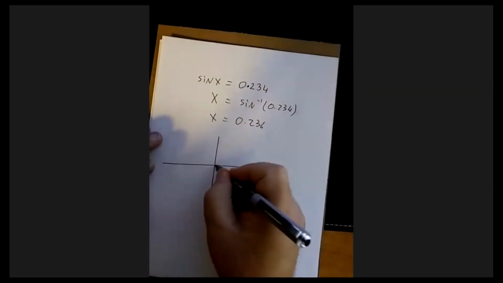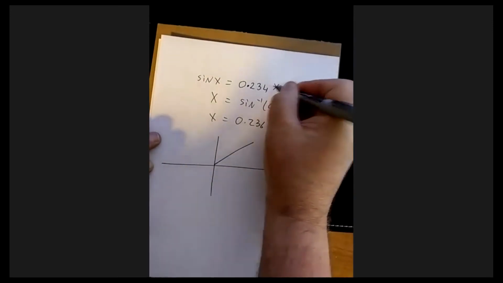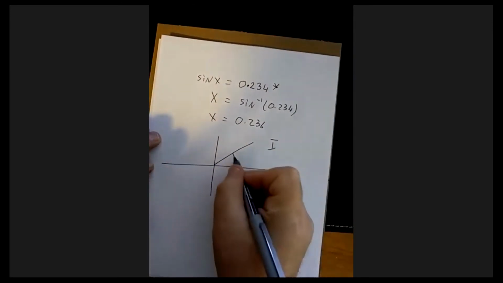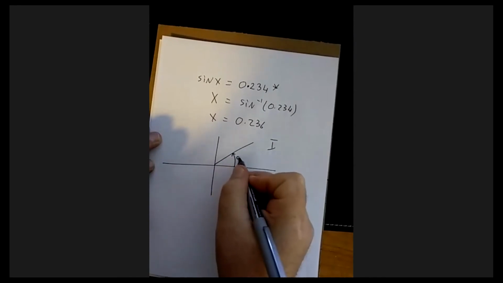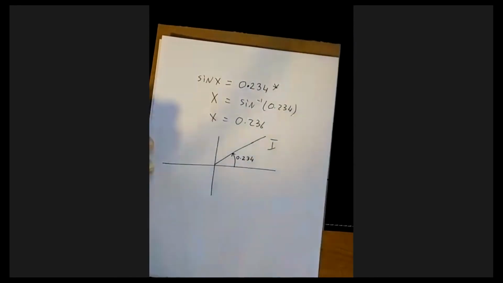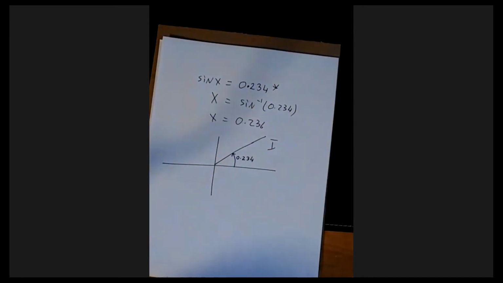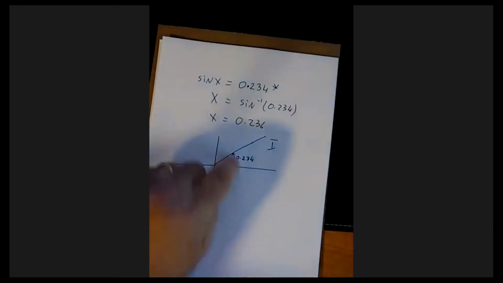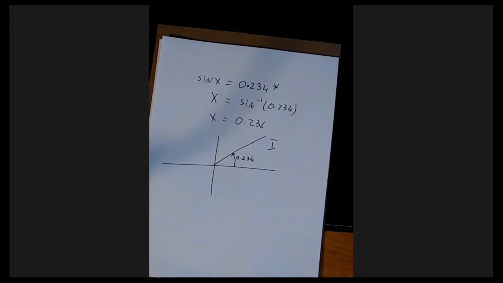If you imagine that your first answer, because it is positive, I know it's in the first quadrant, can you imagine that this angle is 0.234 radians? It's much easier to imagine if it was 42 degrees, right? But can you imagine that angle is 0.234 radians? Okay.